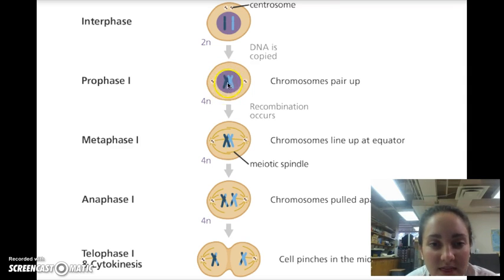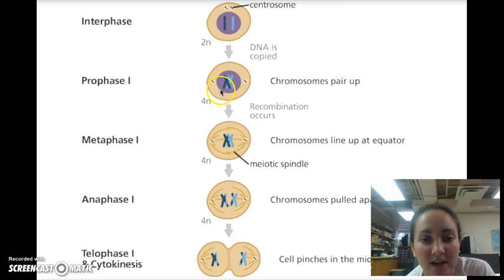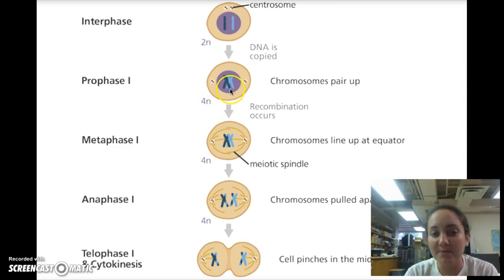So this X is 2 chromosomes, exact replica of itself from your dad, and then this chromosome is 2 chromosomes, exact replica of each other from your mom. But together they are homologous because they carry the same types of genetic information, just different versions.